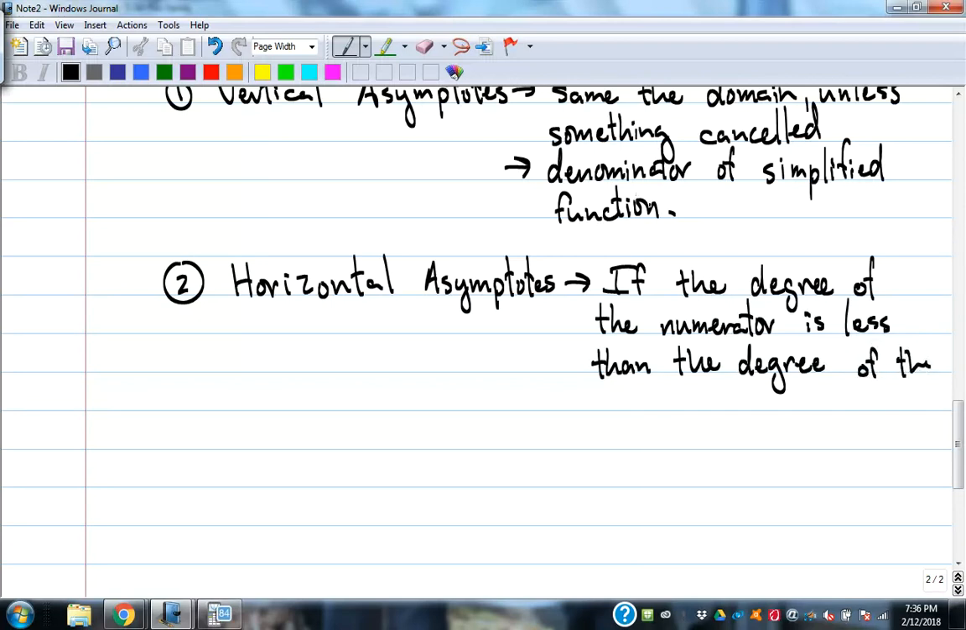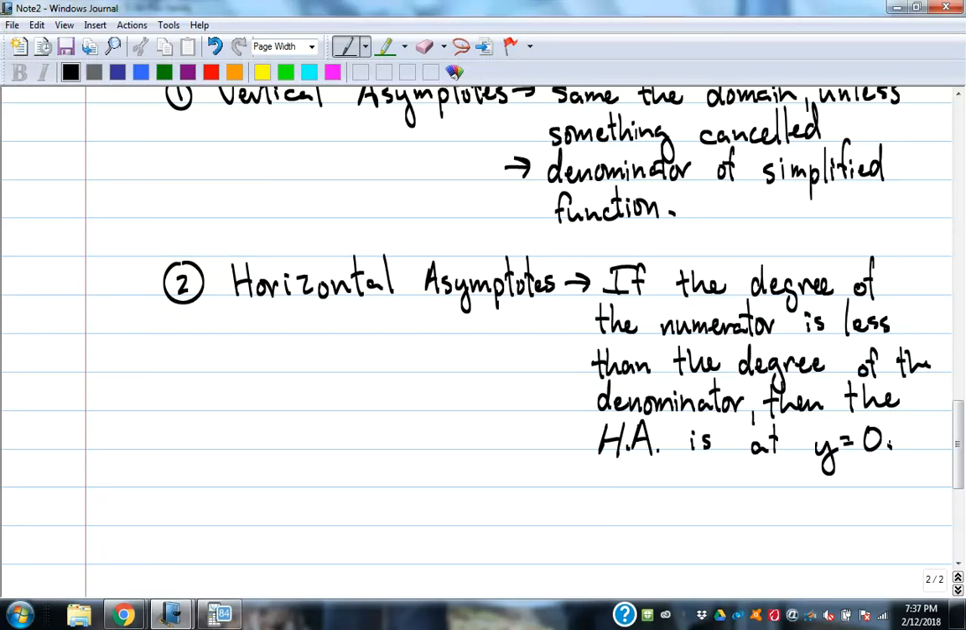Well, that's not the only time they occur, but if the degree of the numerator is less than the degree of the denominator, then the horizontal asymptote, we'll abbreviate that HA, is at y equals 0. So if you had x squared over x cubed, the degree at the top is 2, the degree at the bottom is 3, top is smaller, so the horizontal asymptote is y equals 0. Okay.